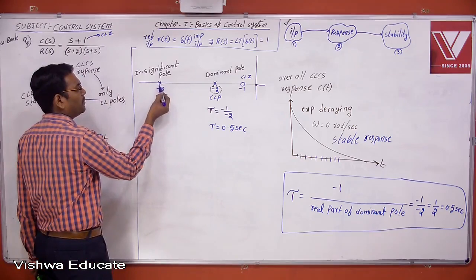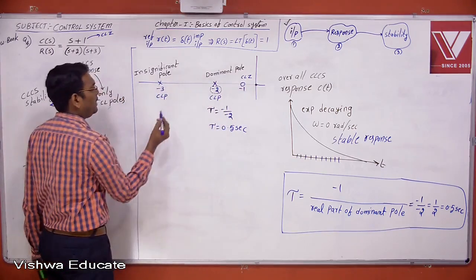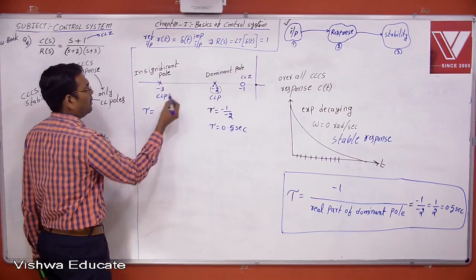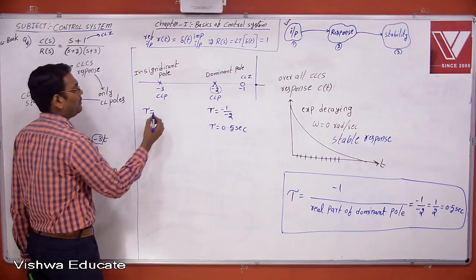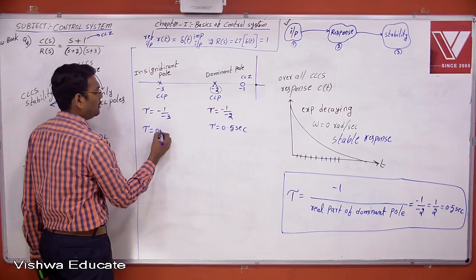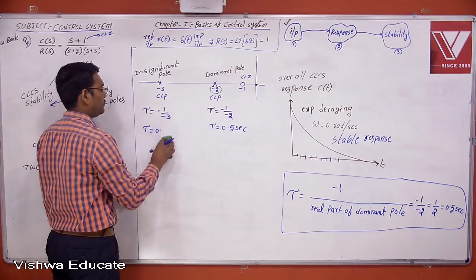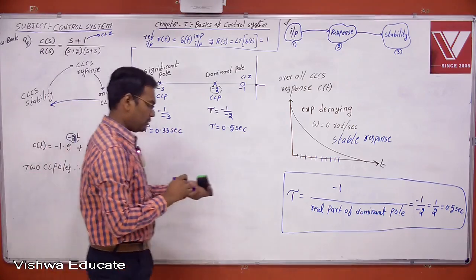What is insignificant pole? The pole which is away from the origin or imaginary axis. Therefore, this is away from the origin or imaginary axis. And what is the time constant? -1 by -3. Therefore, time constant equal to 0.33 seconds.